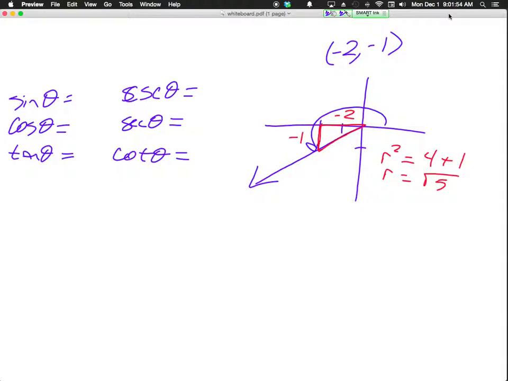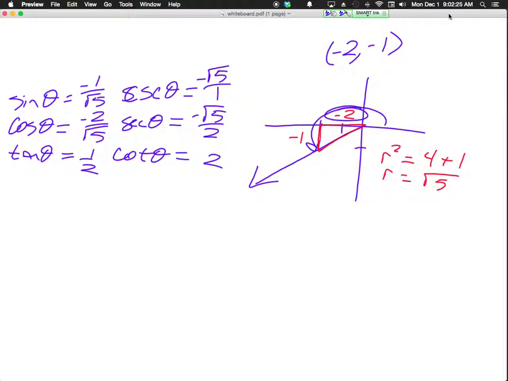Alright, so what's sine going to be? Negative 1 over radical 5. What's cosine going to be? Negative 2 over radical 5, which means tangent is 1/2. Take the reciprocals, which gives me that. And again, we want to make the same observations as the last one.